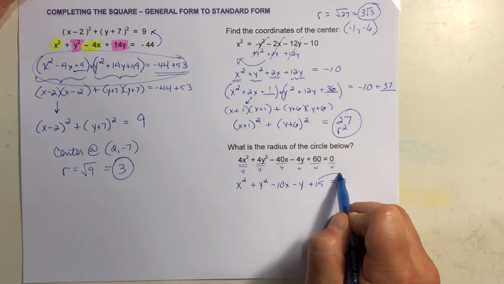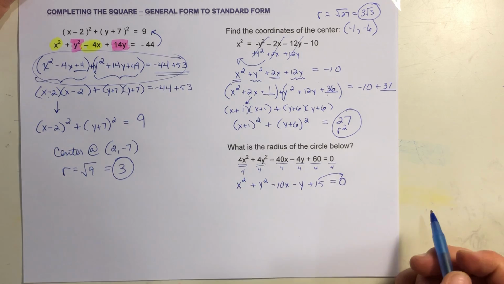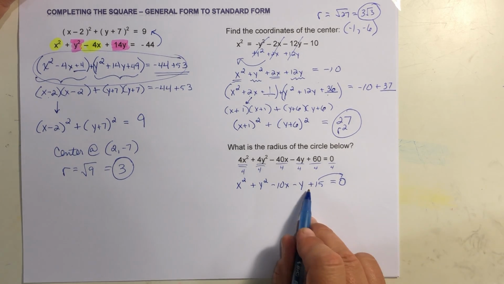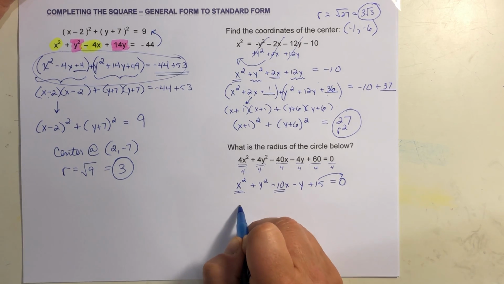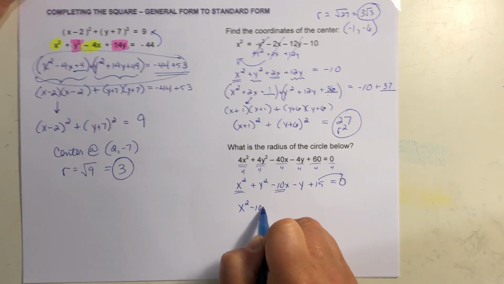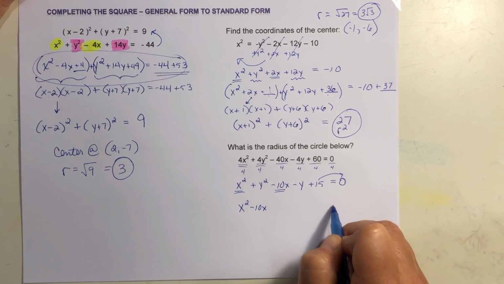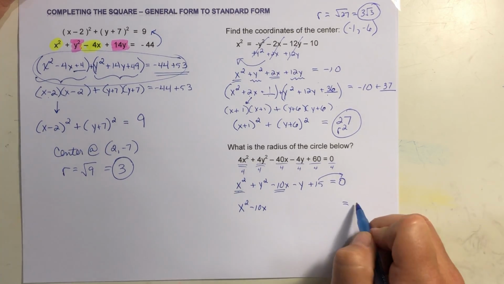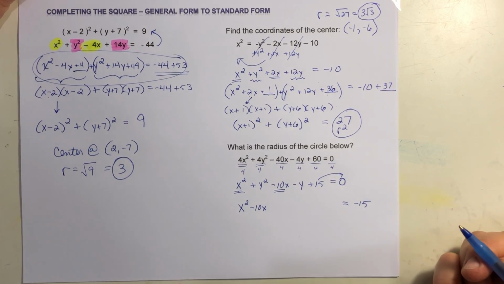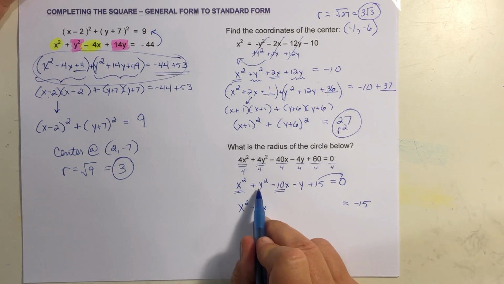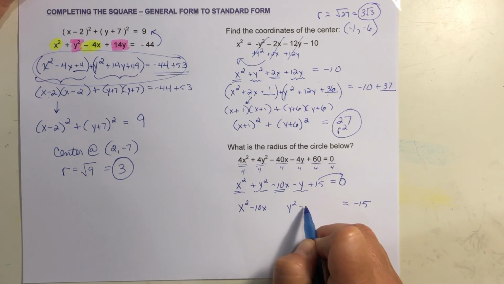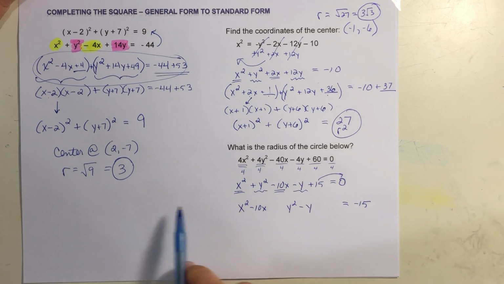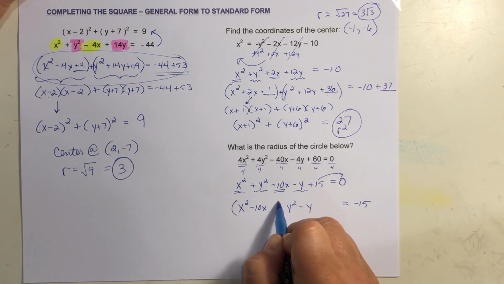I'm going to send this number over here so it looks like the other two examples, and I'm going to reorganize. So I have my x squared and my minus 10x, x squared minus 10x, all right, equals, I'm going to subtract the 15 over. That'll be negative on the right-hand side. And now I'm going to grab my y's, y squared and minus y. Okay, I'm going to do the same thing we did above. I'm going to group.